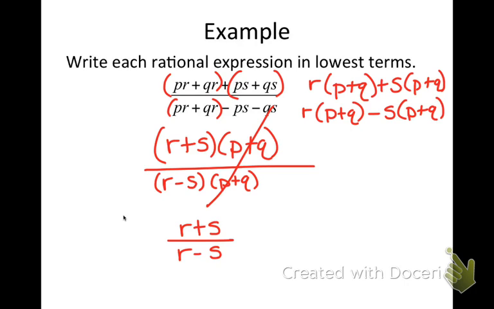Okay. Now, of course, there may be some times where you don't have any common factors. And if you don't have any common factors and nothing cancels out, then it already was written in the lowest terms. Okay, so we've got this. Now this is just our foundation to be able to multiply and divide rational functions.